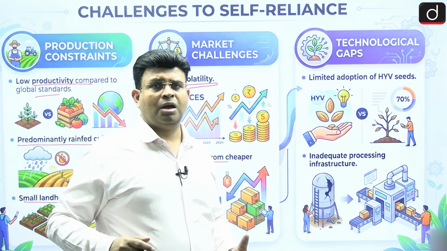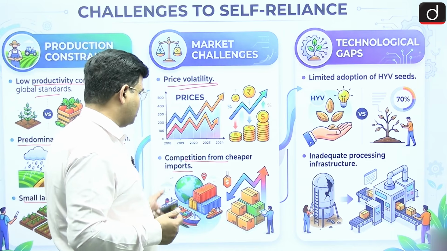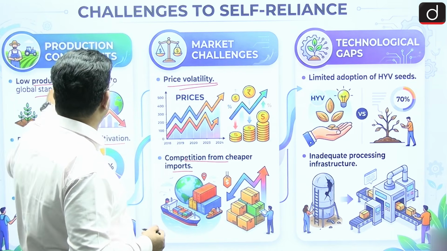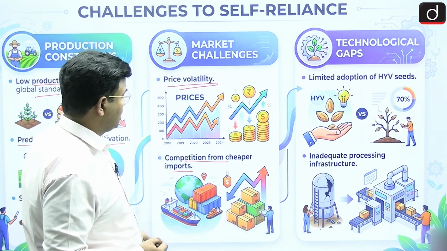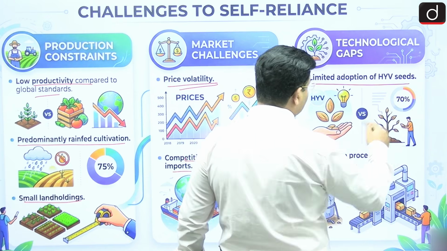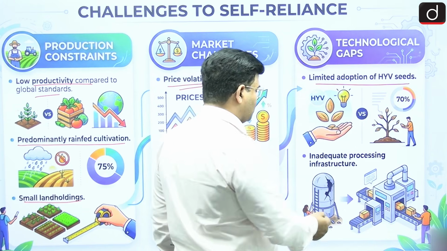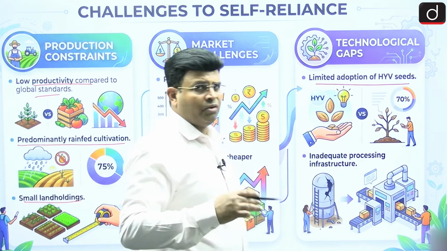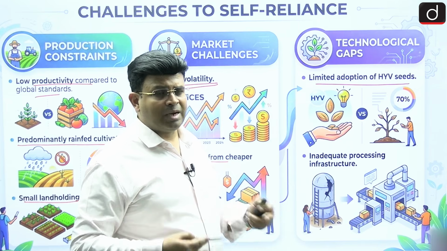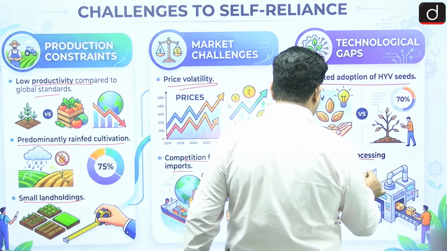So Indian edible oil is facing what I said: somewhere it is costly and elsewhere it is cheaper. So cheaper imports are there, and you can say this is a market challenge. Here we have seen the production challenge and then the market challenge. Now there are technological gaps, with limited adoption of HYV seeds in India. HYV seeds are less adopted, and the processing industry, whatever the edible oil, the way you have to produce and utilize their waste products in another way, that processing industry is not adequate. So we have inadequate processing infrastructure.